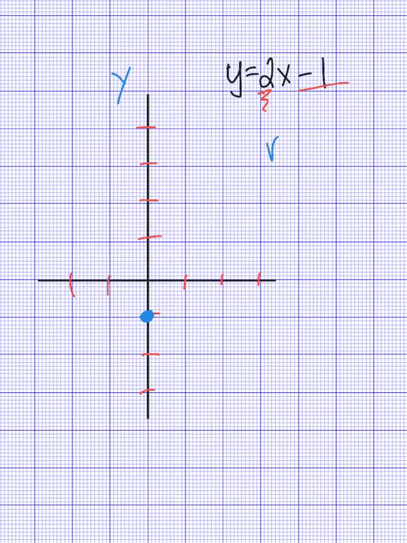Remember that your slope, like we said before, is rise over run. If it's positive, you rise up and then run to the right. Remember, you always, always, always run to the right. So we're going to start at the y-intercept and go up 2, right 1. Rise 2, run 1. There's your next point. Then we're going to do it again: rise 2, run 1.